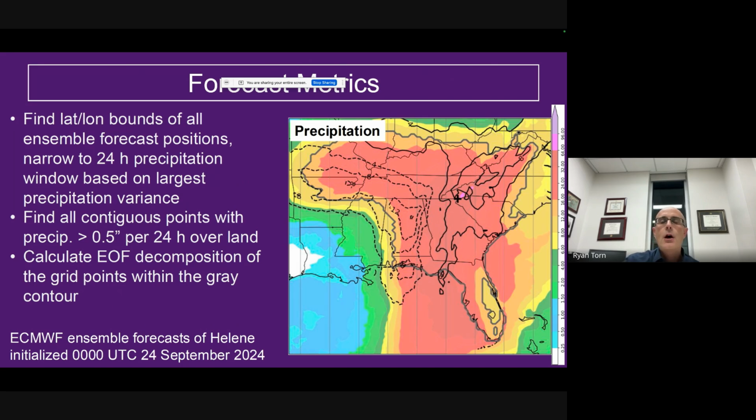And then finally, we have a precipitation metric, which was quite useful in this particular case. Again, it picks out an adaptive domain, looks for precipitation over land, and then does an EOF decomposition of that precipitation forecast, which is shown in the contours here. Shading is the ensemble mean precipitation. In this case, positive values of the metric are going to be associated with an eastward shift of precipitation and more precipitation over the Appalachians in North Carolina, which saw a lot of precipitation in this case.